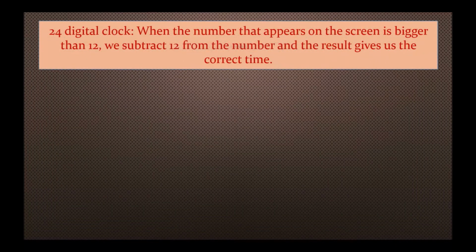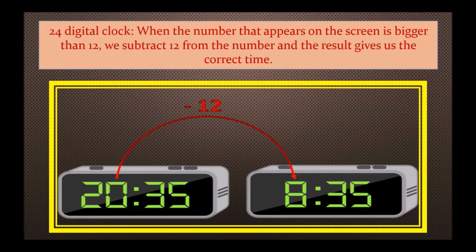24 hour digital clock. When the number that appears on the screen is bigger than 12, we subtract 12 from the number and the result gives us the correct time. For example, here the time is 20:35. If we want to find the exact time, then we will subtract 12 from 20 and we will get 8. So the time is 8:35.